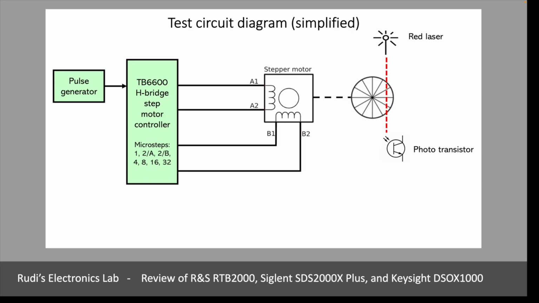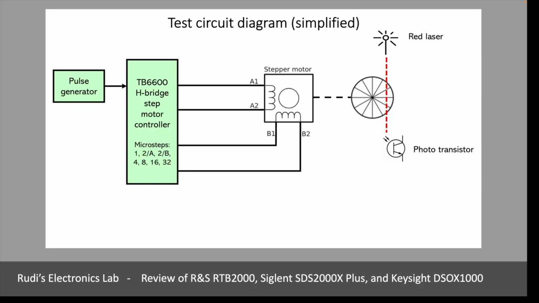We got a pulse generator, we got a controller which is actually two H-bridges running the coils of the motor and which can be programmed in a number of different micro-step settings. And then on the motor itself we made a dish with small openings and a laser diode on the one side and a phototransistor on the other side, so we could somehow count the speed of the rotating motor.